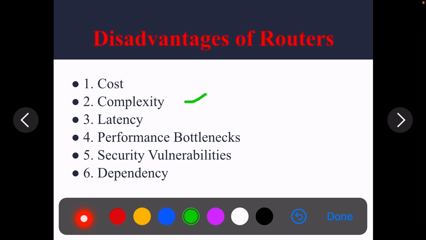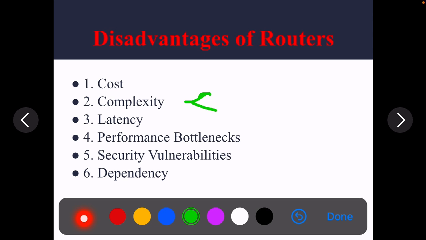Then next is complexity. Complexity is another disadvantage of router. So now we can see there is a configuration and troubleshooting problem. In configuration, setting up and configuring routers, particularly in complex network environments, can be challenging and may require specialized knowledge. And another one is troubleshooting. Diagnosing and resolving network issues involving routers can be complicated and time consuming. Therefore it is complex.